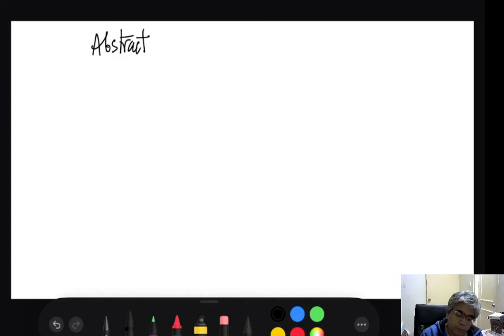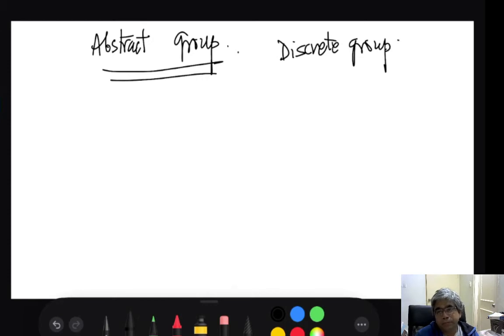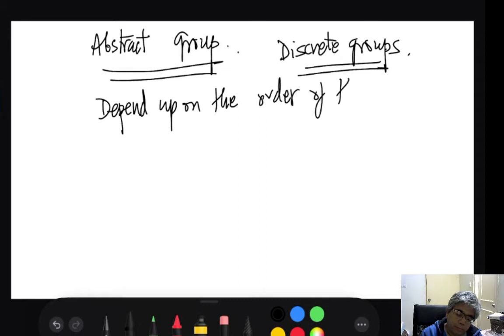So you don't say what these elements are. Typical examples you can really show they exist in, for example, discrete groups. In discrete groups, you can always write abstract groups and define your group with that. And most of the time, the properties of this group depend upon the order of the elements of the group.